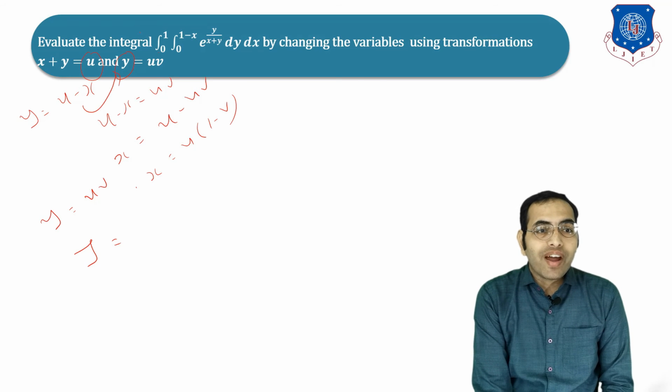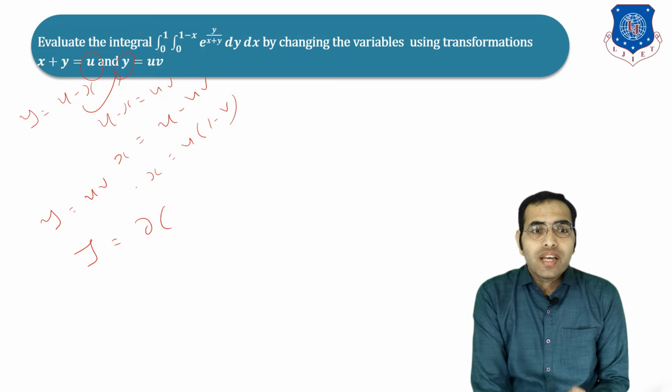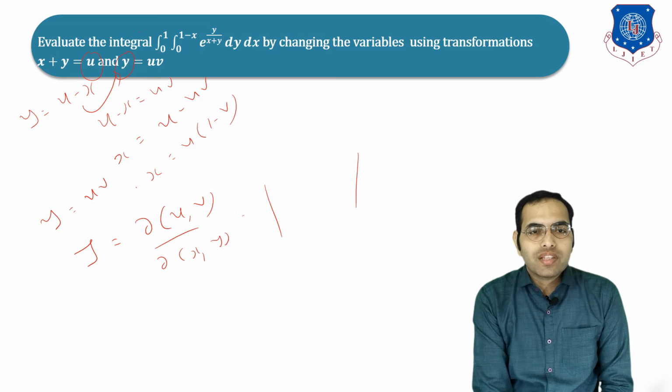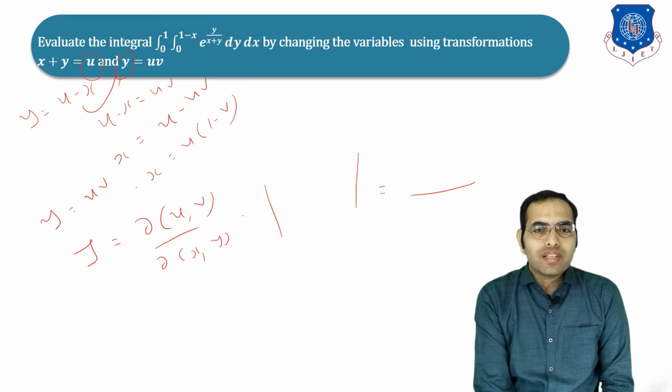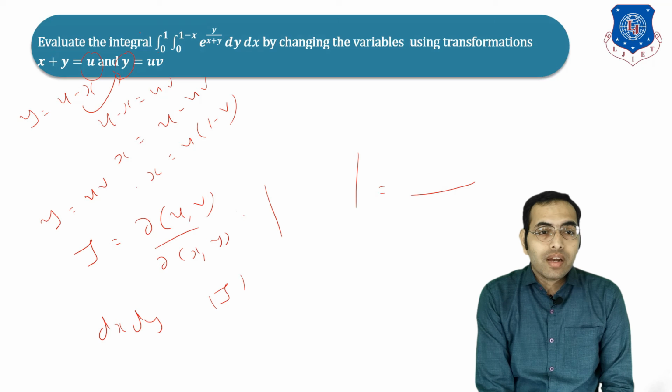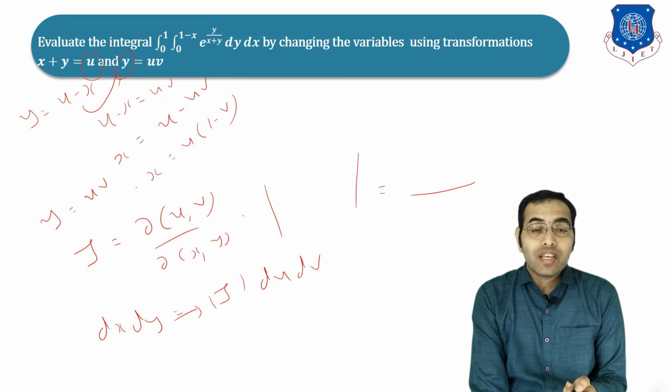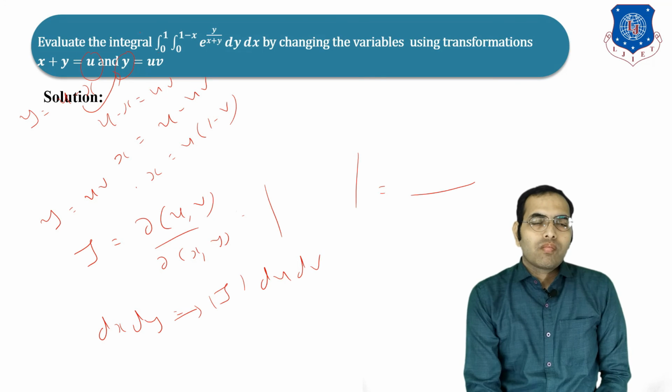Then here we find the J. In this example, we have to find J, no need to find J dash. That is our Jacobian, whatever the answer is, and this answer will be substituted in dx dy equal to mod J du dv. This is our transformation from the Cartesian coordinates to the uv plane, or in other variables, u and v.